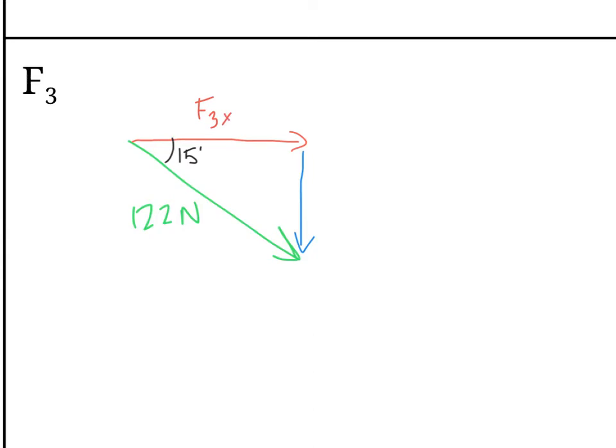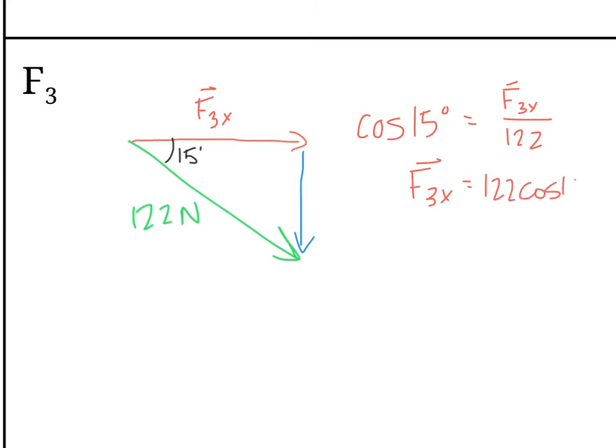So if we call this F3x, the x component of F3, we can use cosine to find that, because cosine is adjacent over hypotenuse. So we would write that as cosine of 15 degrees is equal to the adjacent, which is F3x, over 122. Or F3x is just going to be 122 cos 15. If I do this on my calculator, 122 cos 15 comes out to 117.84 newtons.